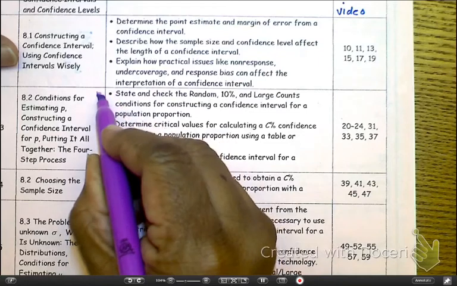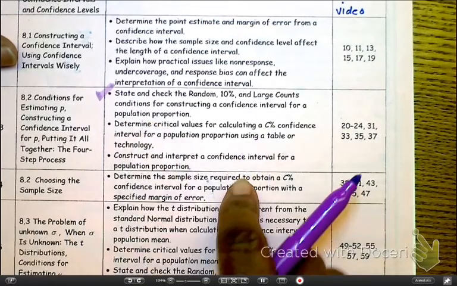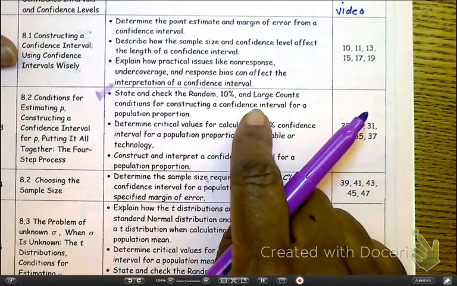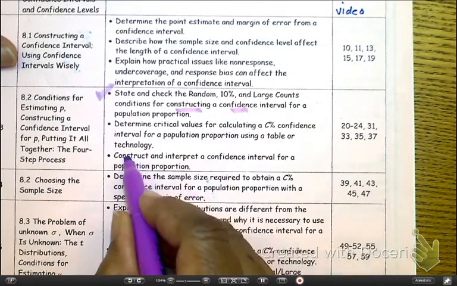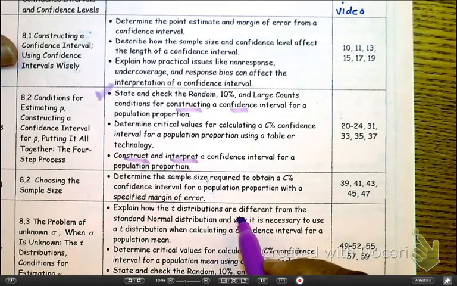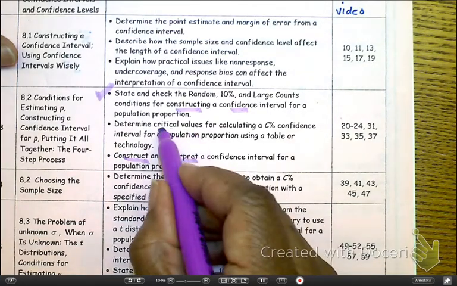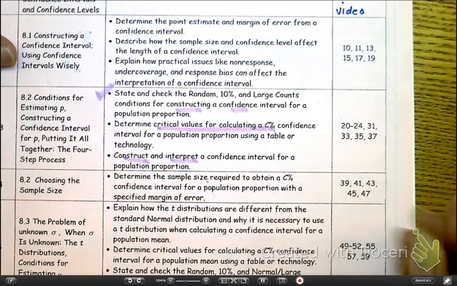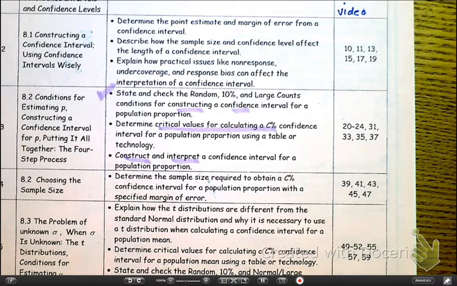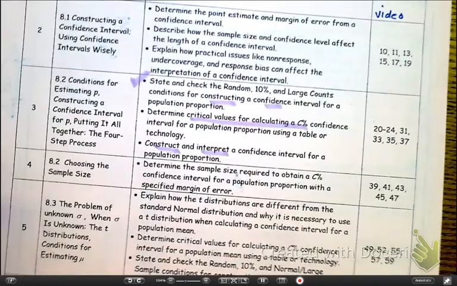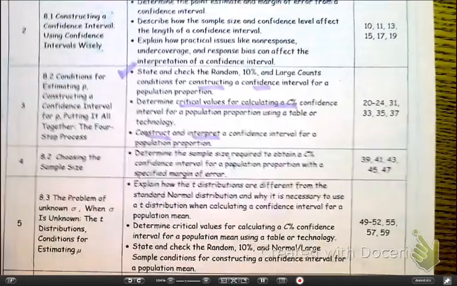We are going to have to go back and revisit the 10% rule and the large count conditions as we construct our confidence intervals. Like I said, we're going to be constructing and interpreting them. And yes, we're going to be determining the critical level C. If you remember today in our project, our Hersys-Kishis project, we determined that Z star for a 95% confidence interval was 1.96. And we're going to find that for some other level C's also.